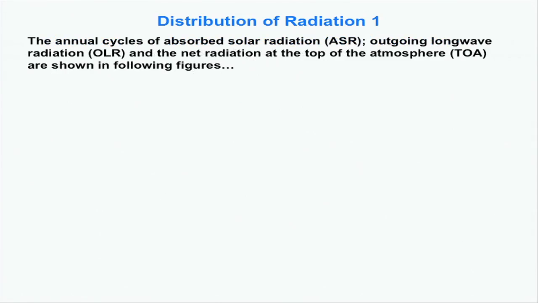So the question then is, well, what are the consequences of that heat transfer? How does it affect the surface temperature change with latitude? And of course, it's going to have consequences for the flow within the atmosphere as well. Well, we're going to look at some pictures now. And what you're going to see are the so-called annual cycles of absorbed solar radiation, or ASR, the outgoing long-wave radiation to space, or the OLR, and the net radiation at the top of the atmosphere, the difference between the up and down welling, or TOA, and they're going to be shown in the following figures.